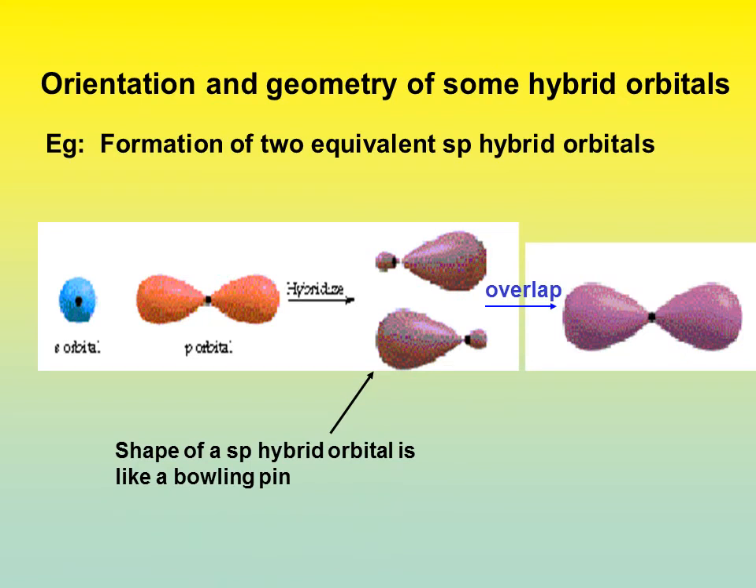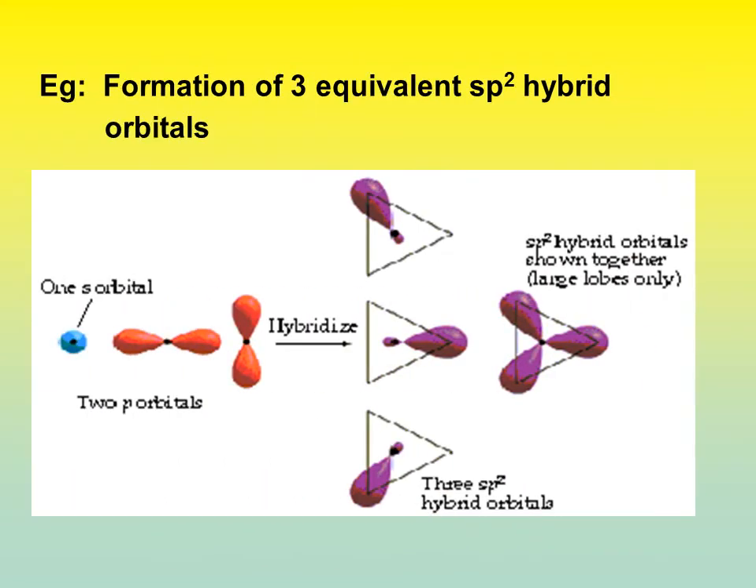In this next case, we see the hybridization of one s orbital and two p orbitals. These will form three sp2 orbitals. The sp2 orbitals are arranged in a trigonal planar formation.